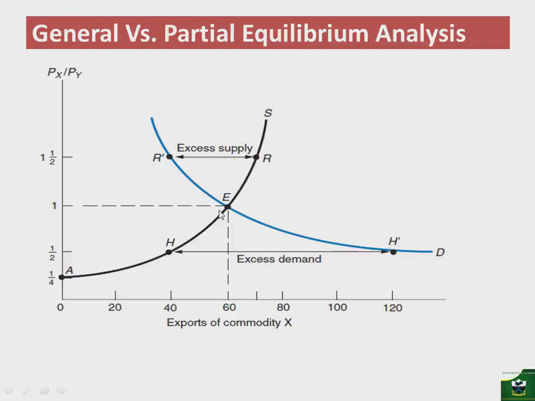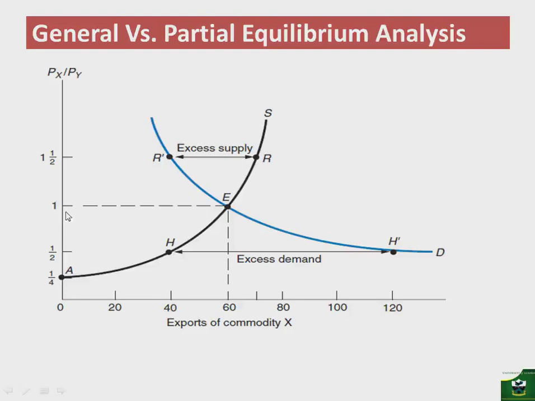Therefore, at any price below the international relative commodity price, let's say at half, nation 1 will be less willing to supply a lot of commodities. So nation 1 will only supply 40 units. But nation 2 will be willing to import as many units as possible, all the way to 120, because the commodity is cheaper for nation 2 to import. Therefore, this will give rise to excess demand or shortage of commodity X on the international market.